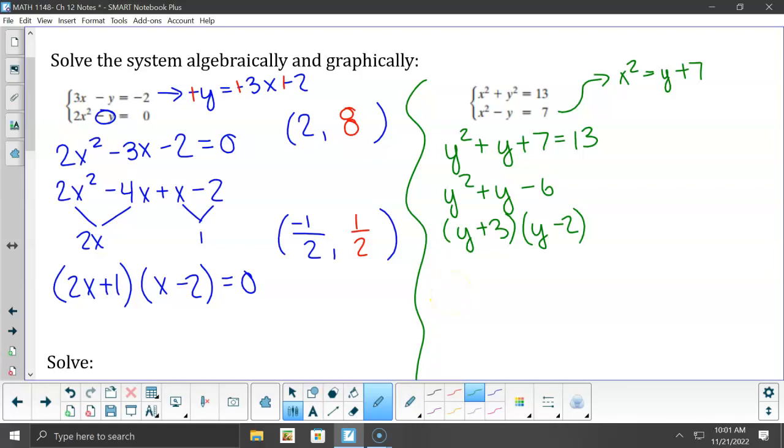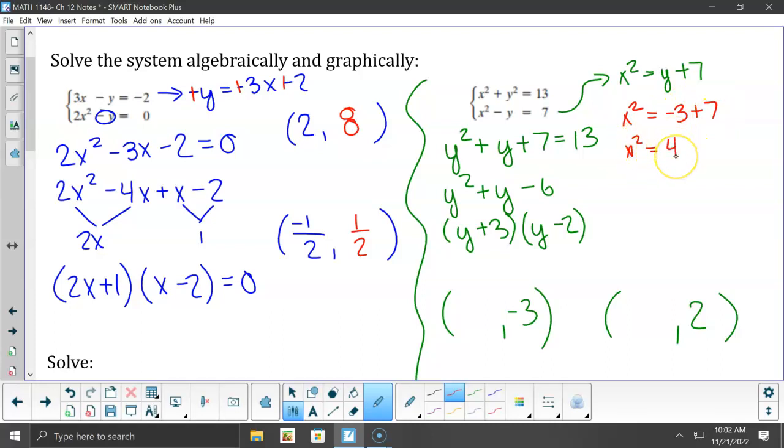And then does it help to split and write it as two separate coordinates, because you do have to keep the x's and the y's together. So I've got a solution where y equals negative 3 and another one where y equals 2. So then I've got x squared equals negative 3 plus 7, so x squared equals 4. Yep. Square root both sides, and I get what? Positive and negative 2.